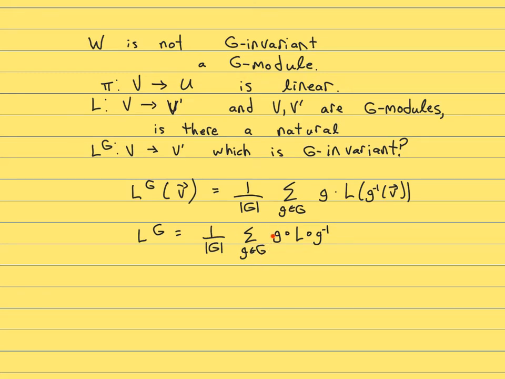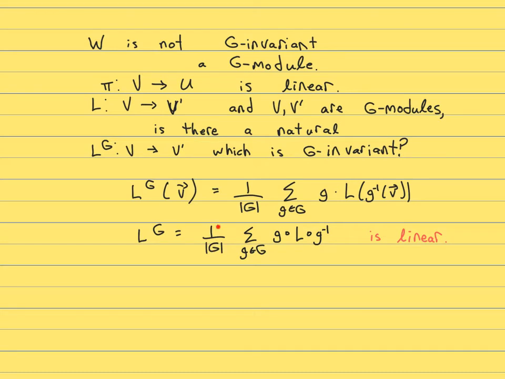If you add linear transformations, you get a linear transformation. So this whole thing is a linear transformation. And when you multiply a linear transformation by a scalar, you still get a linear transformation. So this whole thing is in fact linear, because it's a linear combination of a composition of linear transformations. And it turns out it does preserve the group action as well, which is kind of cool.